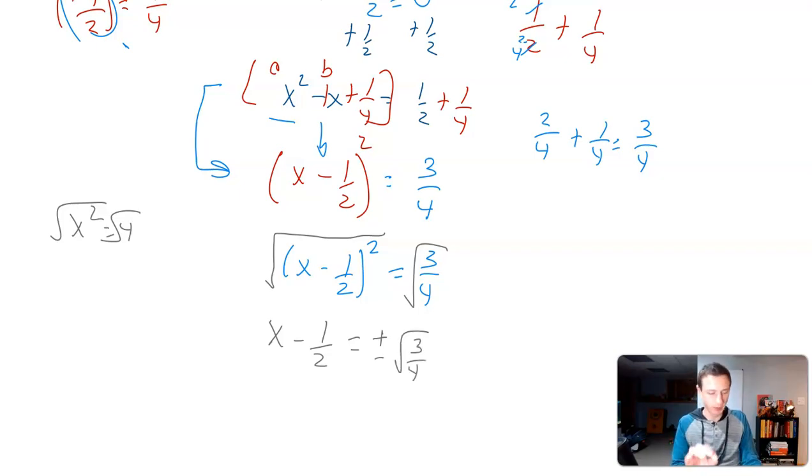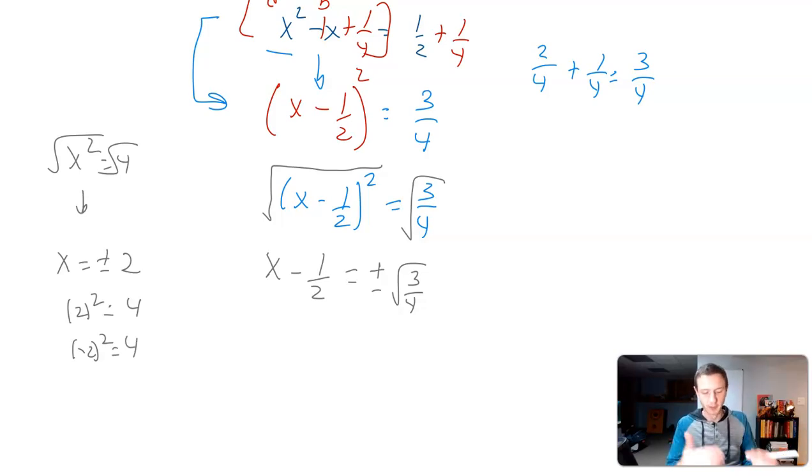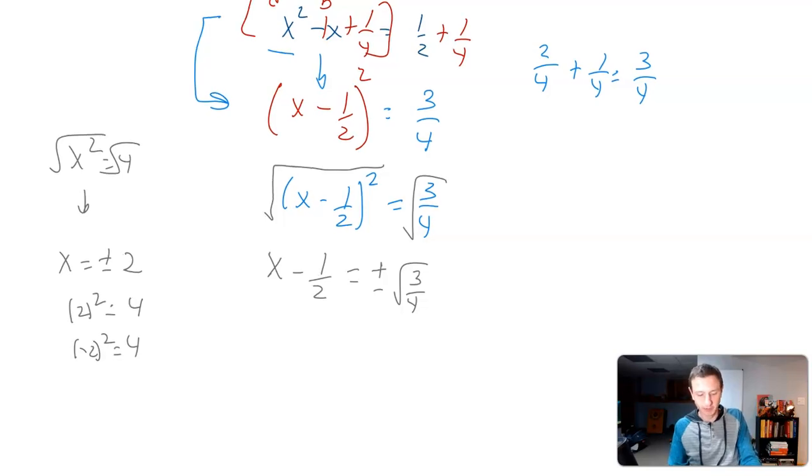Now, I'm not done with the square root of 3 over 4. I could do more things there, but I'm just talking about this step by step. I have to take the positive and the negative. Just like here, if I was to solve this, this would be x equals positive negative square root of 4, which is 2. So I get positive 2 and negative 2, because 2 squared is 4 and negative 2 squared is 4. So that's why we have to account for both the positive and the negative here.